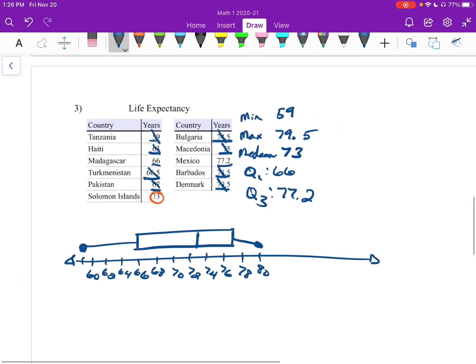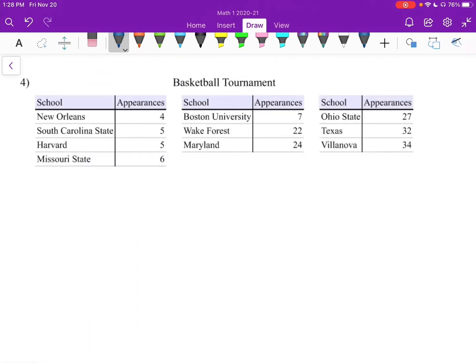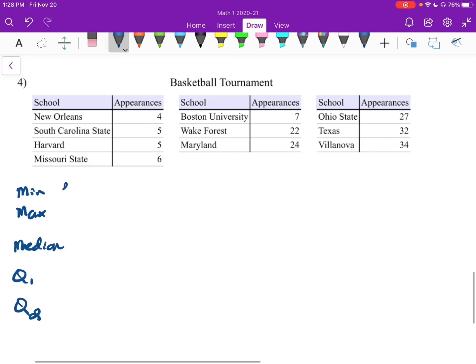All right, last one, number 4. My min, max, I'm just going to write them all out: median, Q1 and Q3. My minimum is 4, my maximum is 34. To get my median, I'll start off by crossing off the first, last, first, last, first, last, first, last.